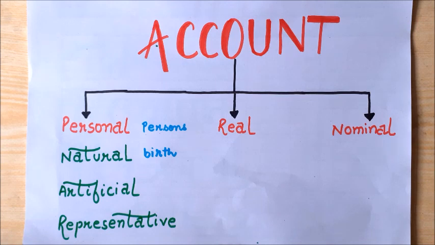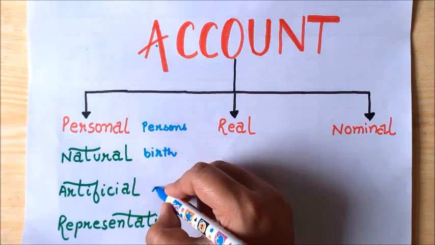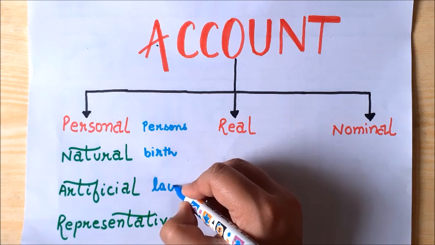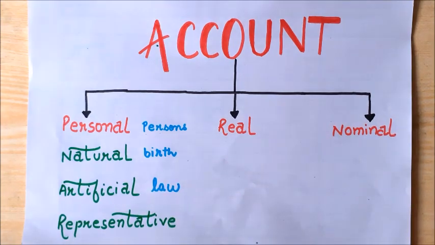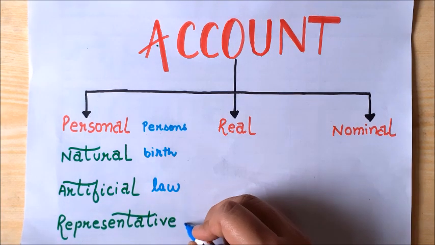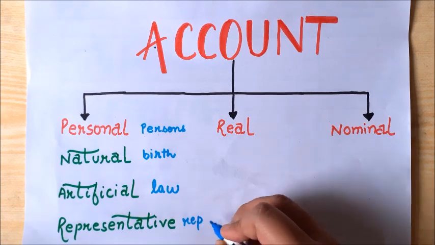The second type is artificial. An artificial person is the one which is created by law. Yes, which is created by law. For example, ICICI Bank, HDFC Bank. The third one is a representative account. A representative account is the one that represents someone.